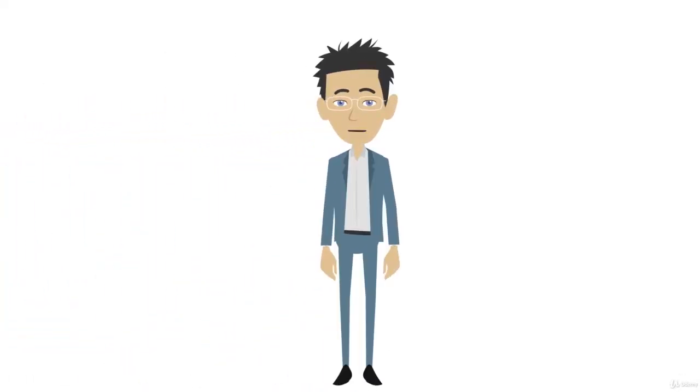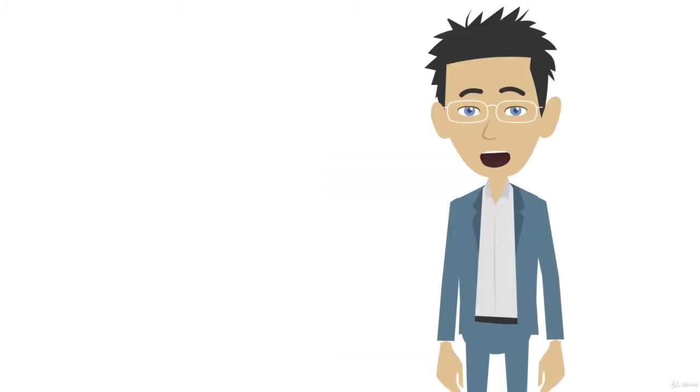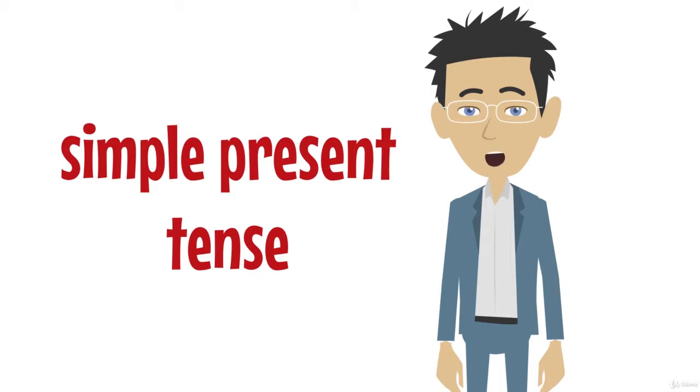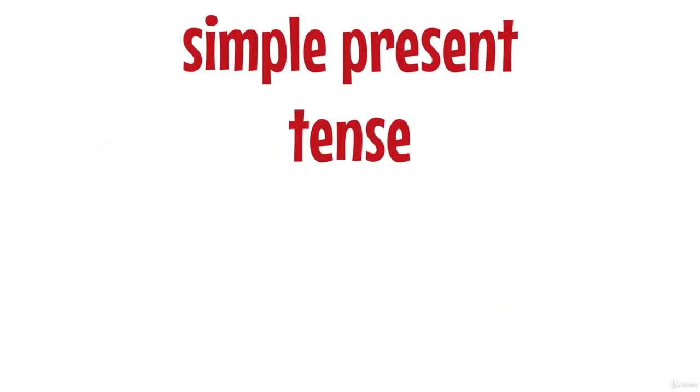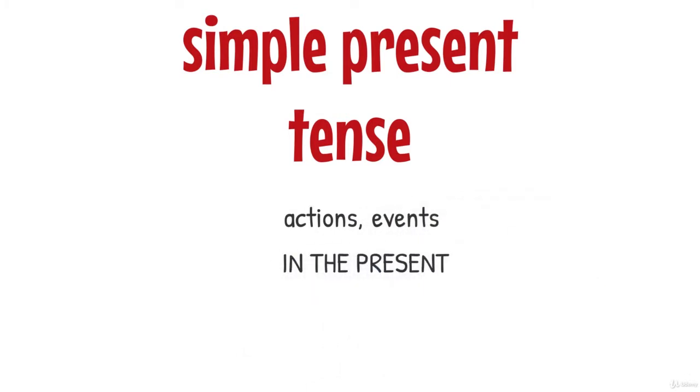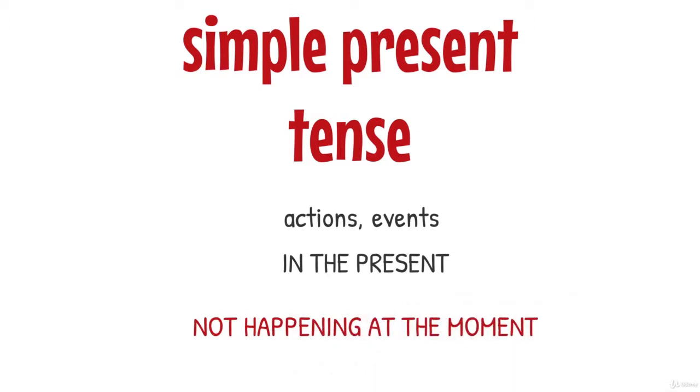In English, there are lots of different ways to describe actions or events in the present time. The most common one is to use simple present tense. What is this tense and how do we use it? Well, in a nutshell, it's the tense we use for actions or events that are in the present time, but that aren't happening at this very moment.